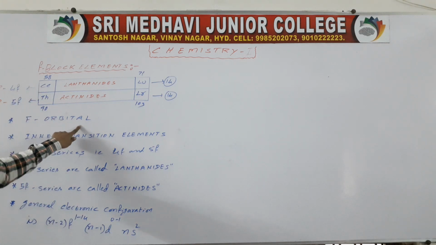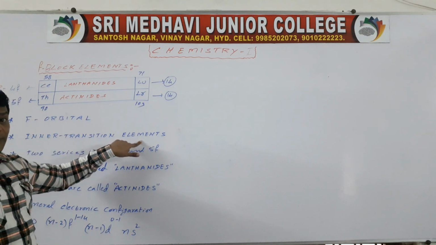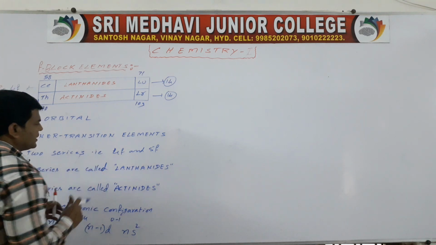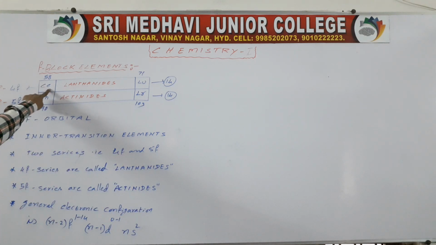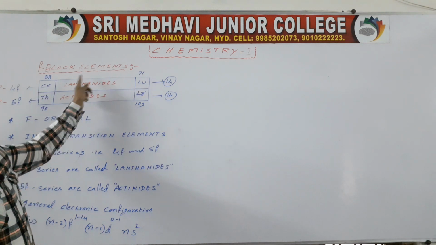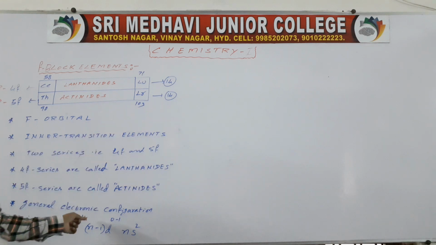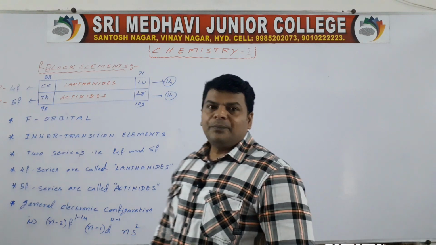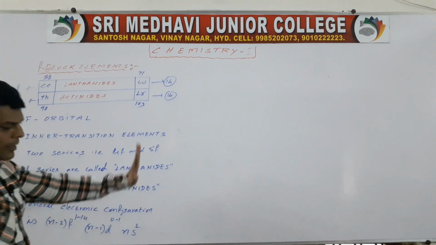Here the differentiating electron enters into the f orbital, and these are called f block elements. They are also called inner transition elements. In this f block two series are present, 4f and 5f. 4f series are called lanthanides, 5f series are called actinides. 4f starts with cerium and ends with lutetium, 14 elements, and 5f starts with thorium, atomic number 90, and ends with lawrencium, 103. General electron configuration is (n-2)f 1 to 14, (n-1)d 0 to 1, ns 2, meaning a total of 3 orbitals are incompletely filled. So this is briefly about f block elements.